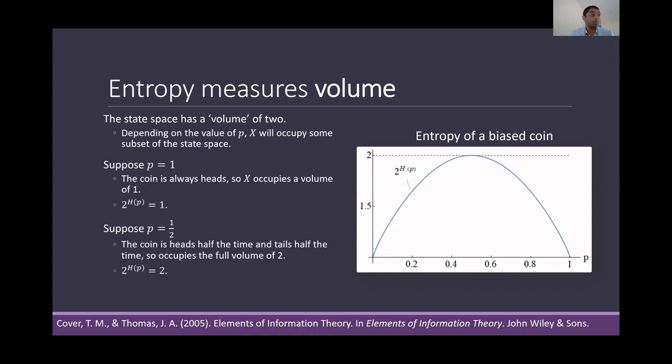So the way I like to think of entropy is that our random variable has some sort of state space, but depending on the probability distribution, it will actually occupy some subset of our state space. And if you look at 2 to the power of the entropy, you get the volume of the state space that your random variable actually occupies. And this is actually a general rule of information theory. If you want to understand some abstract quantity in information theory, just take 2 to the power of that quantity and you'll get some sort of volume. This works in both discrete and continuous information theory.